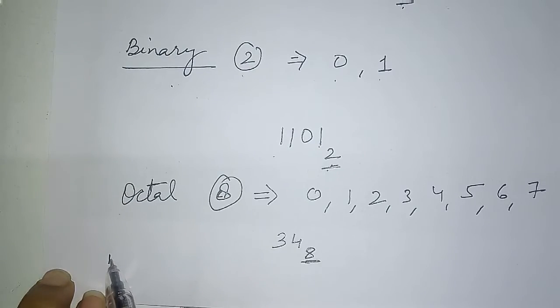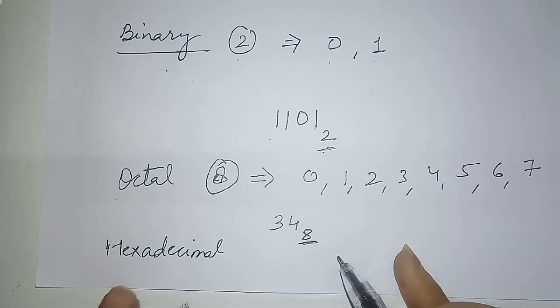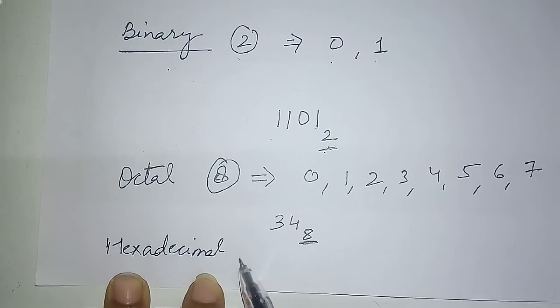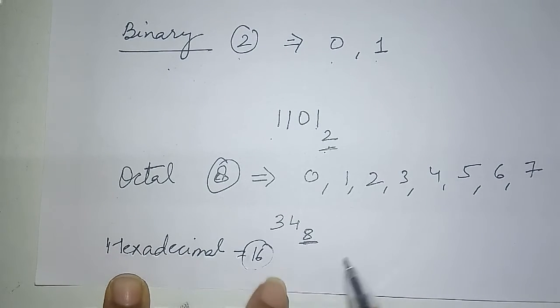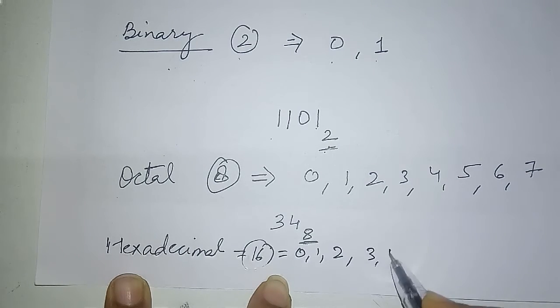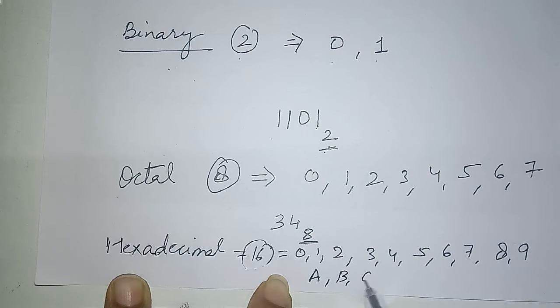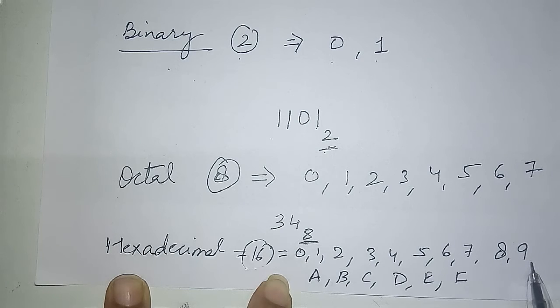The next number system is the hexadecimal number system. Hexadecimal, what does it mean? Hexadecimal means hexa as 6 and decimal as 10. So a total of 16 symbols are used in the hexadecimal number system, and these 16 symbols are 0, 1, 2, 3, 4, 5, 6, 7, 8, 9, and then the letters A, B, C, D, E and F. So a total of 10 digits and 6 letters makes the hexadecimal number system.